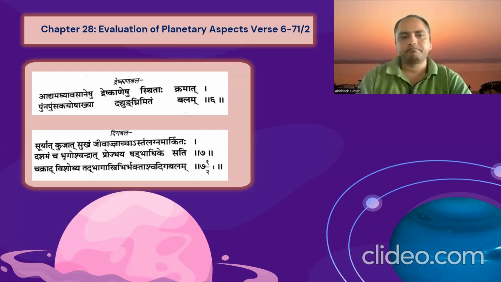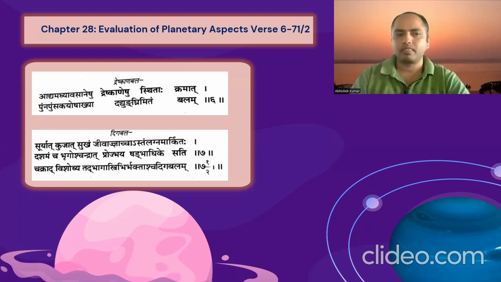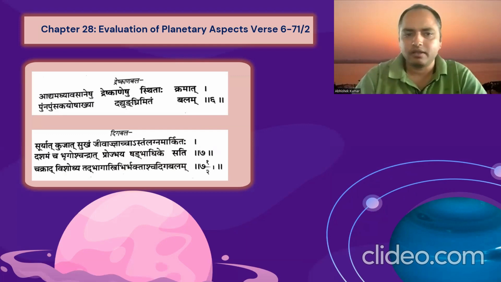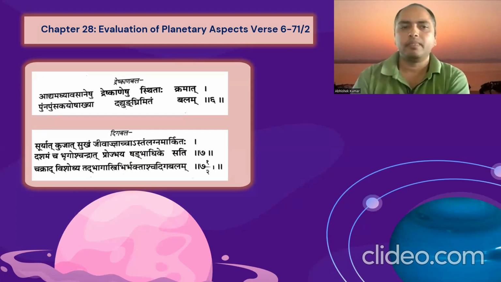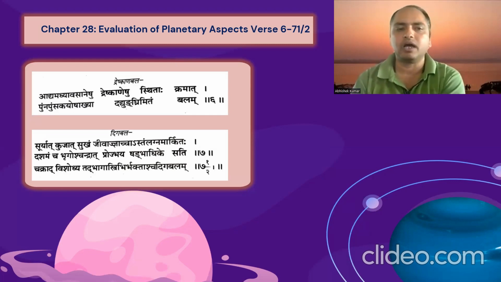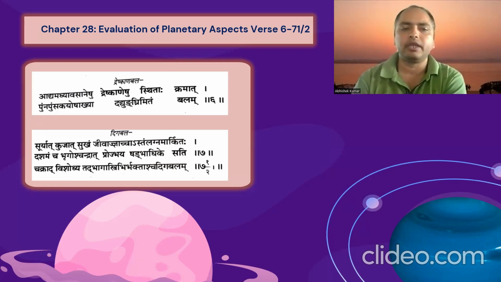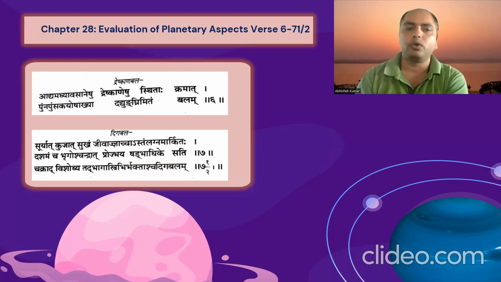Now Mahasi is coming up. Next, Dreskan bal. Very important. Dreskan bal. He is revealing now. Let's immerse in the verse. Dreskan bala adhyam-adhyayavasanesu Dresikanesu sthitaha krama punsakayo sakhya dadhyung grimitam balam.